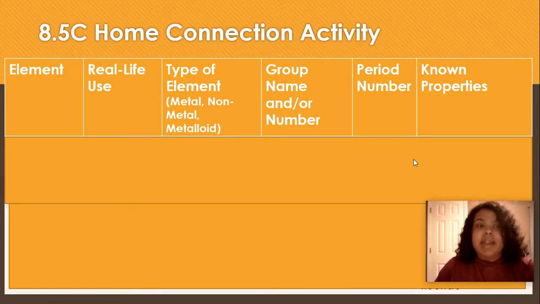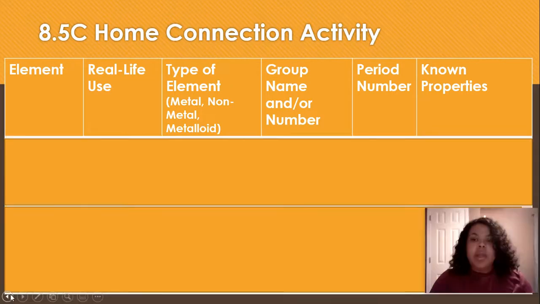You're going to list the element, the real life use, and the type of element, whether it's a metal, nonmetal, or metalloid. You're going to look up the group name and number your element falls under, figure out the period number, and then list any known properties about your element. Now we're going to go over a couple of examples.